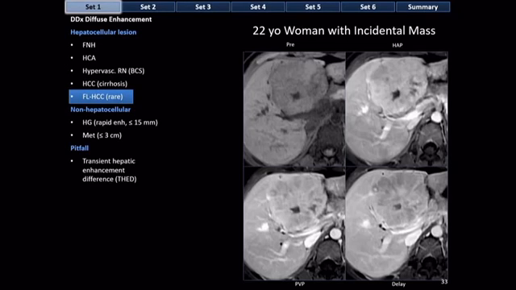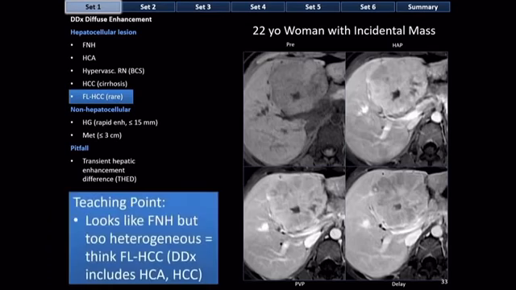And so we were very concerned that this was a malignant type of hepatocellular lesion, namely a fibrolamellar. And so this ended up being resected, and this was a fibrolamellar. Teaching point, if it looks like FNH, but if it's too heterogeneous, then you can't call it an FNH on imaging alone, and you've got to think of adenoma or even fibrolamellar HCC.